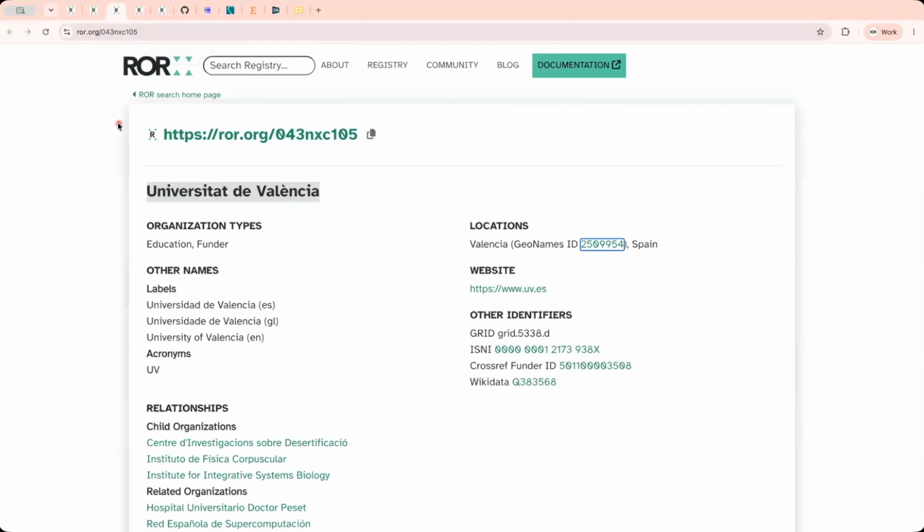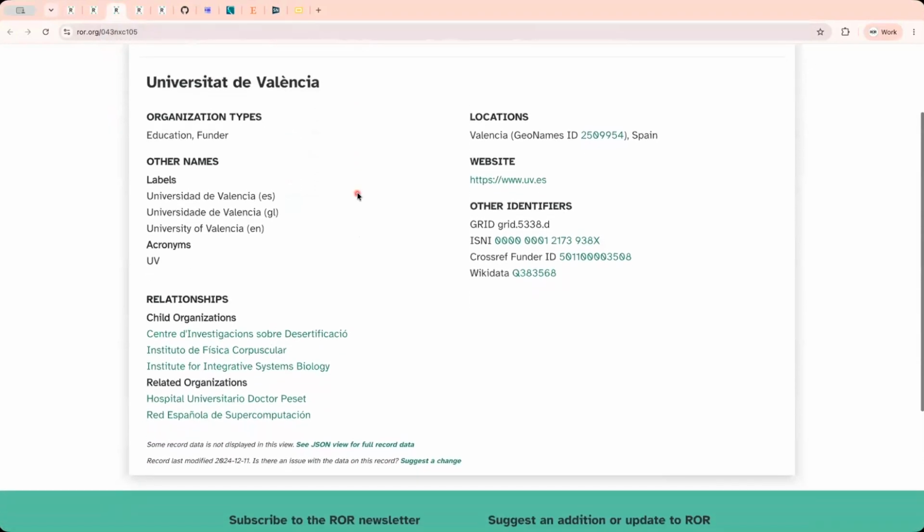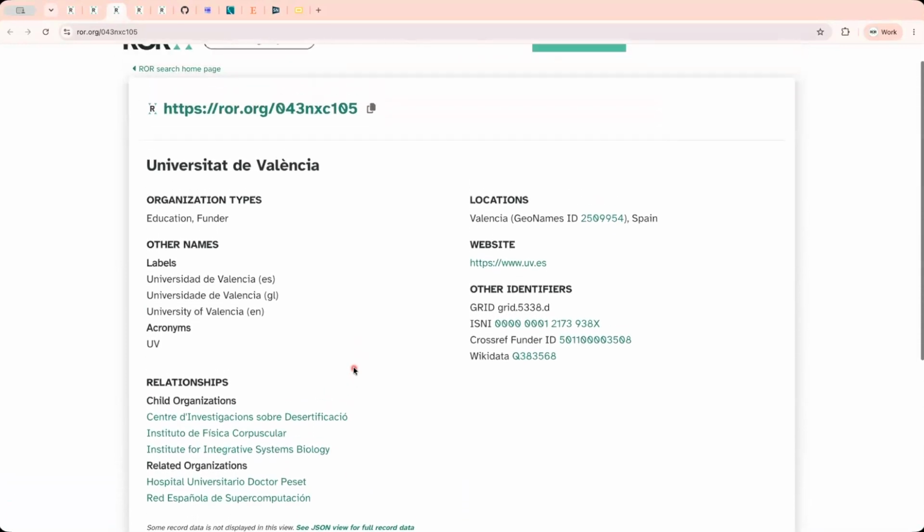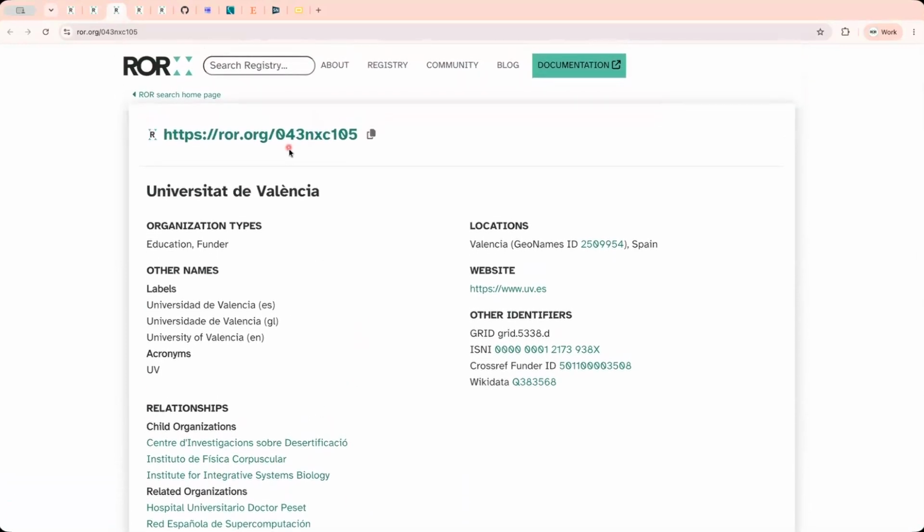ROR does support organizational hierarchies and relationships for child and related entities. For example, Universitat de Valencia in Spain has several child research institutes and centers that function largely independently of the parent university, so these have their own ROR IDs. But the faculties and departments of this university do not have ROR IDs.